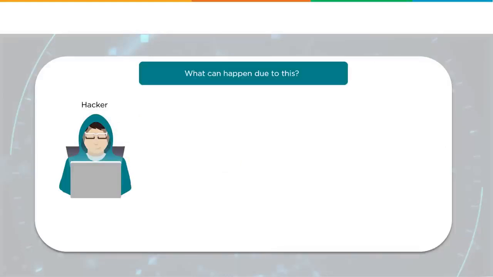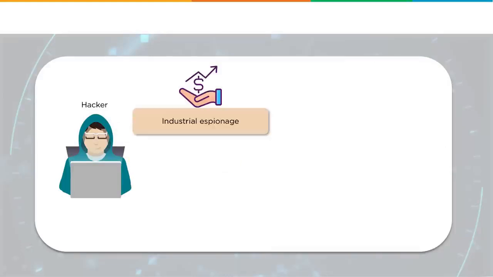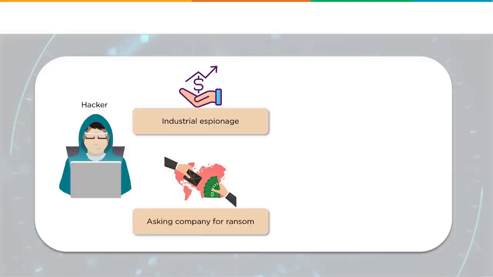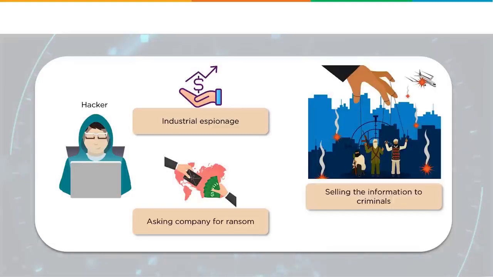So what can happen due to this? Legal ramifications to the business, loss of company secrets, leakage of information, maybe industrial espionage, which basically means a competitor is trying to analyze a company's secrets and trying to gain access to their data. Or they could hold the company for ransom and ask them for money. Or sell it to criminals who can further dilute the information or misuse that information for criminal activities. Anything is possible. So it's a very bad scenario if a hacker gets access to the company secrets.